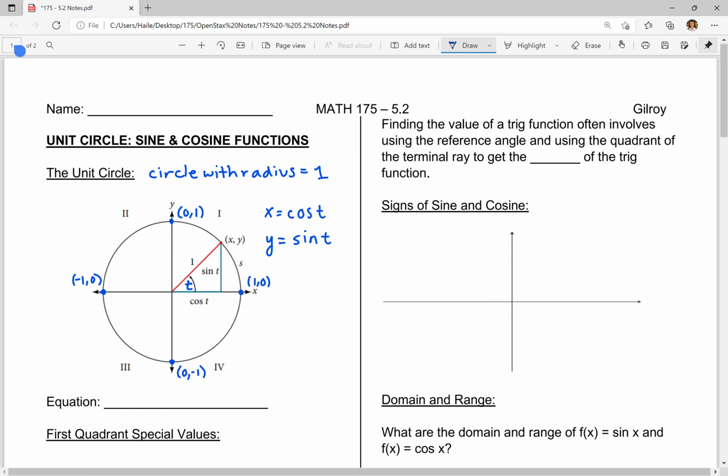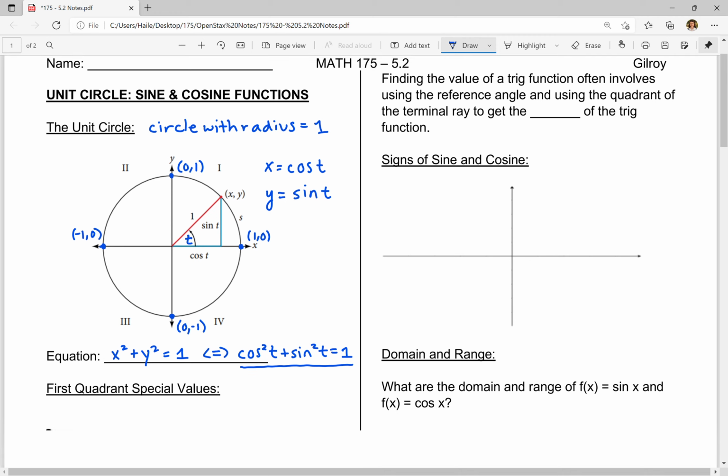If we want to think of an equation for our unit circle, we have x squared plus y squared is equal to 1. Another way to write this, since we know that x is equal to cosine and y is equal to sine, is cosine squared of t plus sine squared of t is equal to 1. This second equation we're going to talk about a little bit more in the next section, so we won't worry about that too much right now, but we'll get to it in the next video.